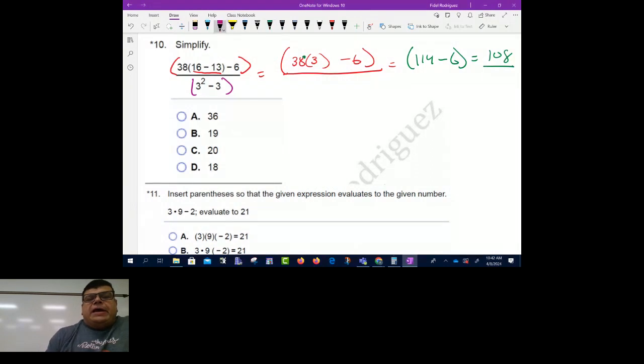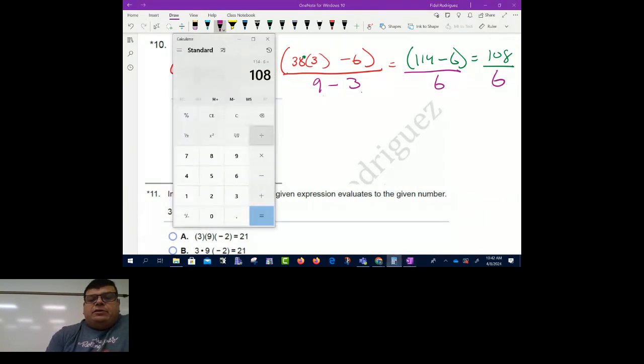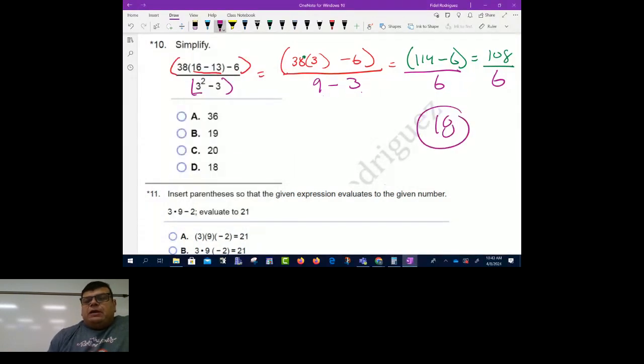Now, let's come back and do the bottom piece. Right here, y'all, 3 squared. Remember, that means 3 times 3, which is 9, right? And so we have 9 minus 3, which is 6. Last thing we're going to do, y'all, we're going to divide. We take 108 and divide it by 6, and we come up with 18. And if you notice, boom, there it is, y'all. There's my answer.